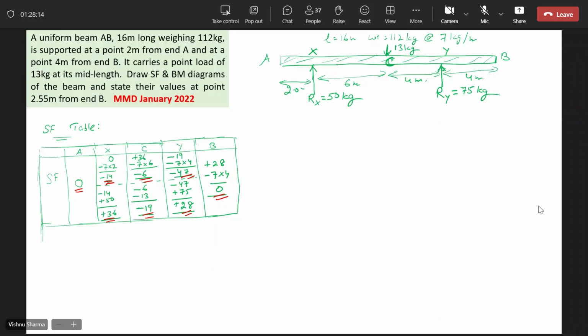Now, please make the SF diagram. If you are sure, you can make it here. If you are not sure, make it in rough, but do make it. Don't wait for it to be drawn on the board, because if you draw, then only you'll be able to either endorse your work, or rectify it if there's a problem.